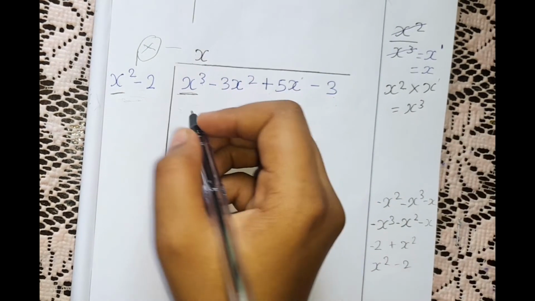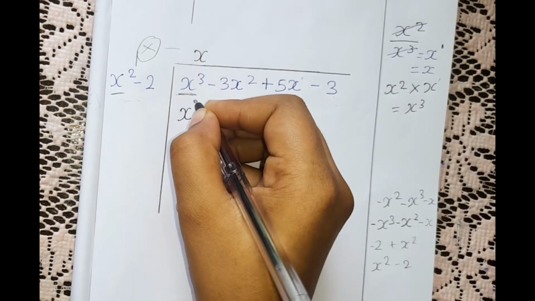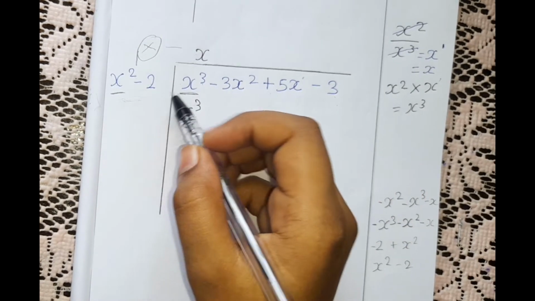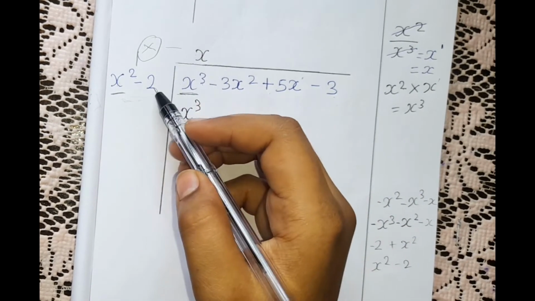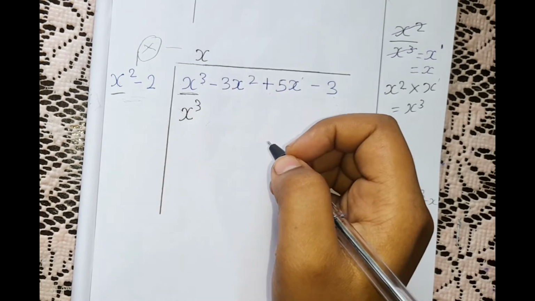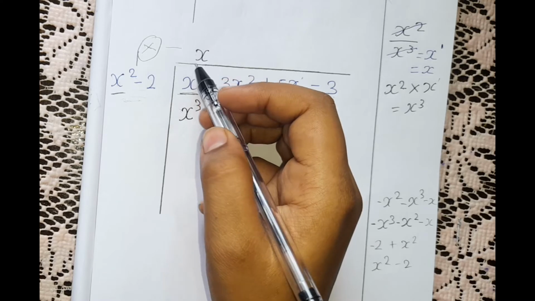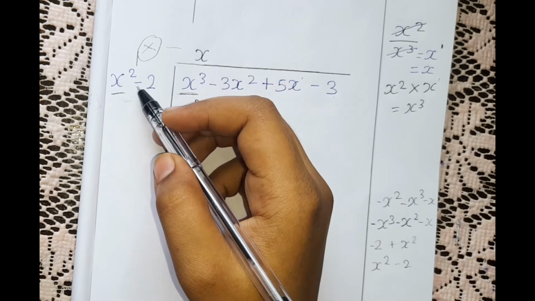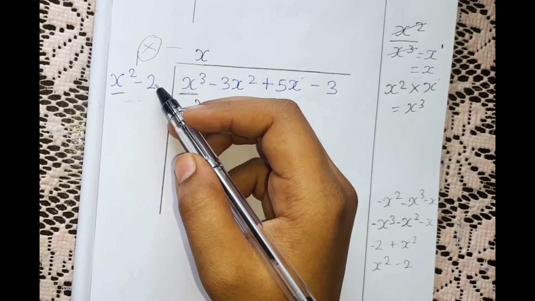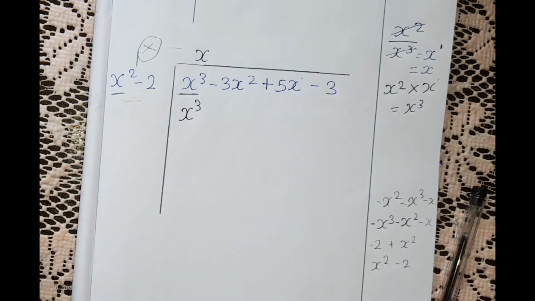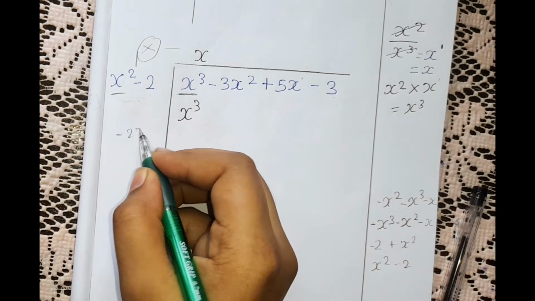So what we got? x cube. So let me write the x cube down here. And then we have minus 2. So x minus 2 into x is minus 2x. So here we have the addition form. It is in the addition form. So plus into minus is minus and 2 into x is 2x. So it is minus 2x. So as you guys know, we got minus 2x.